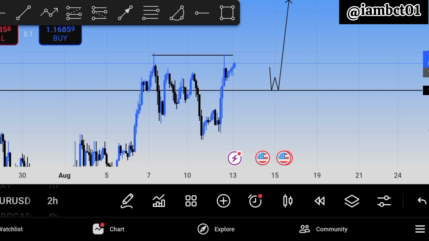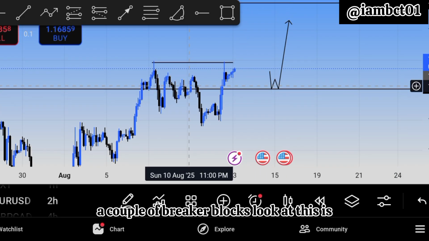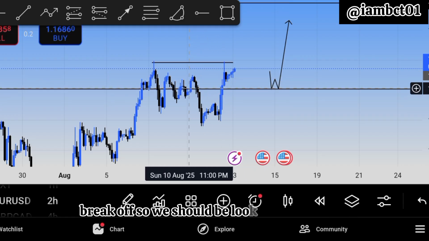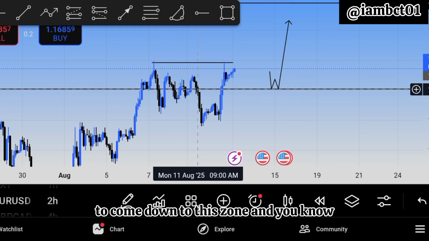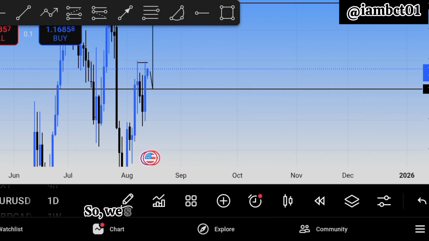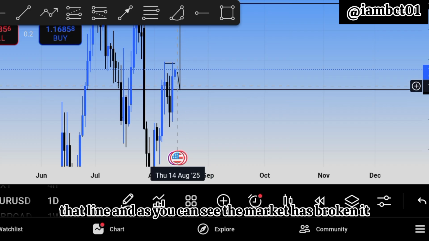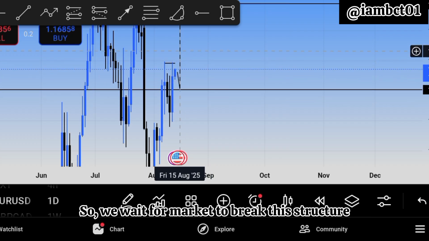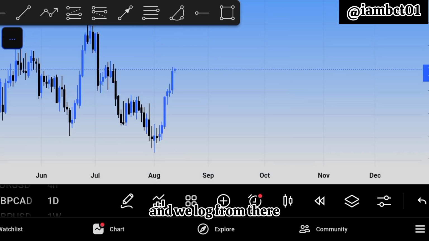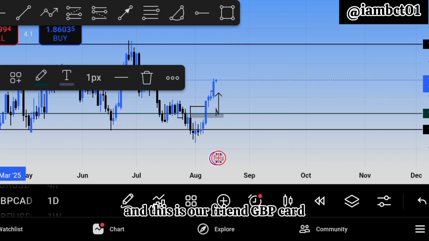It should be here because the market has a couple of breaker blocks. But this is a breaker block right here and it was broken with volume. It caused a break of structure, so we should be looking for the market to come down to this zone and give us something to talk about from there. There is a daily order block on that line, and as you can see the market has broken it. So we wait for the market to break this structure and then give us a retest back and we long from there. So that is all for EURUSD.